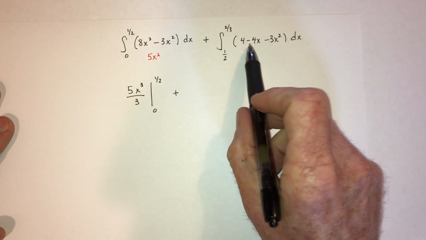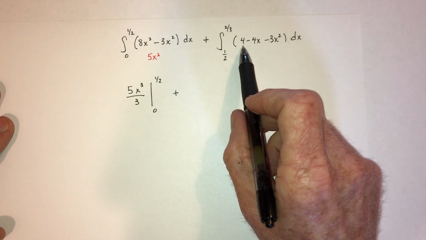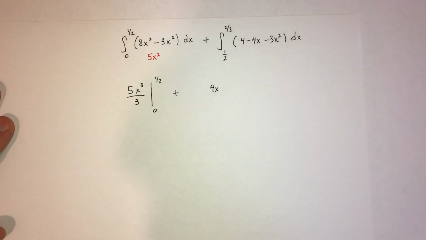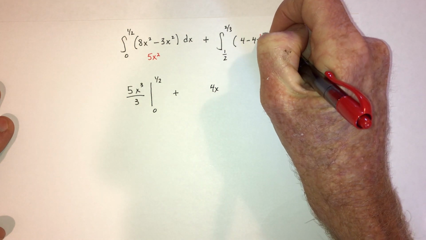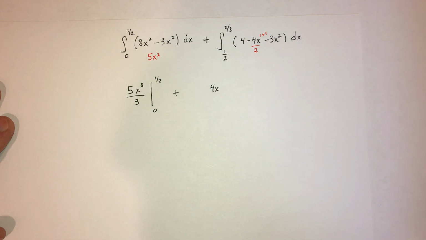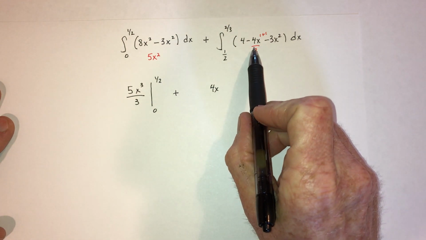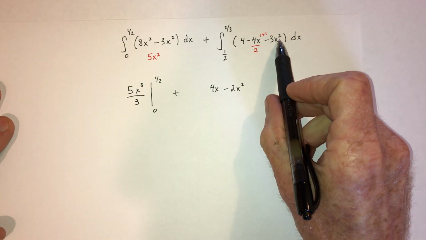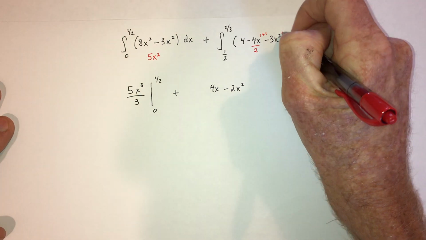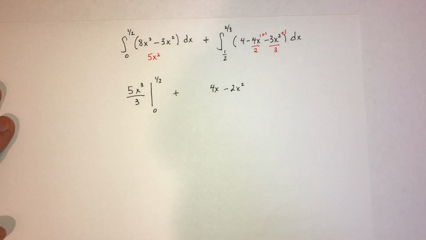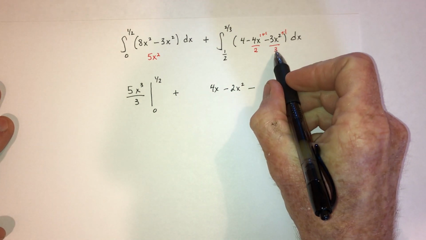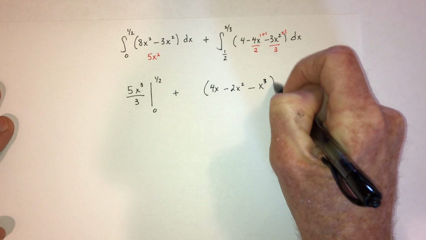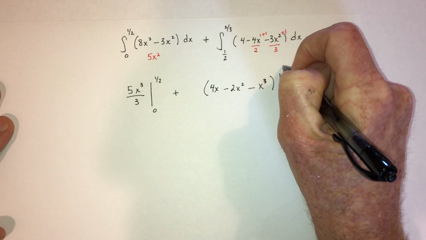For this one, there are no terms that can be combined, so we just need to find the antiderivative for each one. The antiderivative for 4 will be 4x. And for 4x, right now its exponent is a 1, so if you add 1, that's 2, and then divide by 2. So once you reduce, this one is going to be 2x squared. And then adding 1 to the exponent for this one is going to make it a 3, and then divide by 3. So this one, the 3's will cancel, and it leaves minus x cubed. And this all gets evaluated from 1/2 to 2/3.